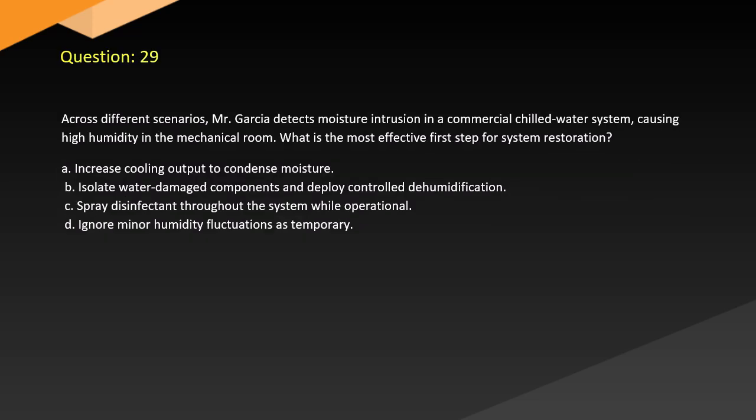Question 29. Across different scenarios, Garcia detects moisture intrusion in a commercial chilled water system causing high humidity in a mechanical room. What is the most effective first step for system restoration? A. Increase cooling output to condense moisture. B. Isolate water-damaged components and deploy controlled dehumidification. C. Spray disinfectant throughout the system while operational. D. Ignore minor humidity fluctuations as temporary.